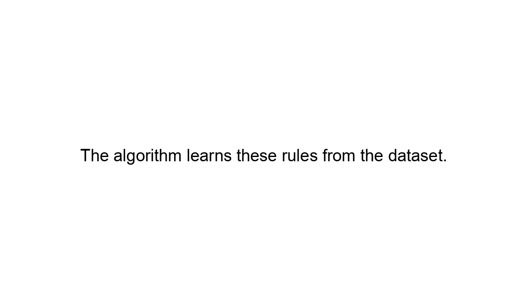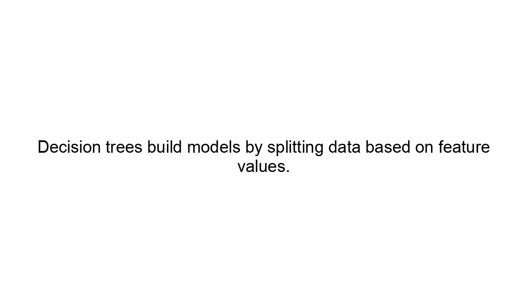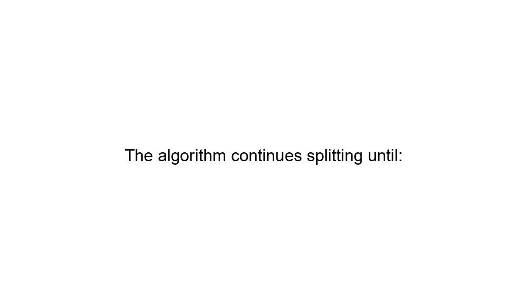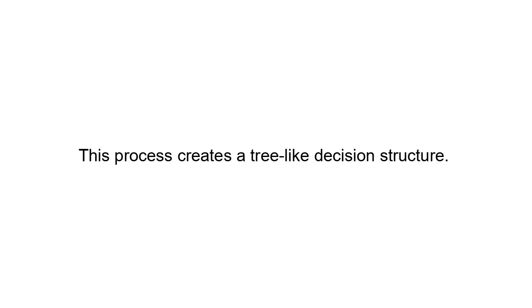How decision trees work. Decision trees build models by splitting data based on feature values. Example concept: dataset, choose best feature, split data, repeat process. The algorithm continues splitting until the data is well classified or a stopping condition is reached. This process creates a tree-like decision structure.